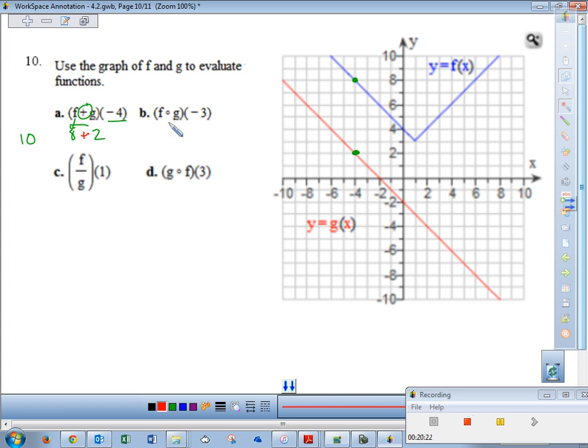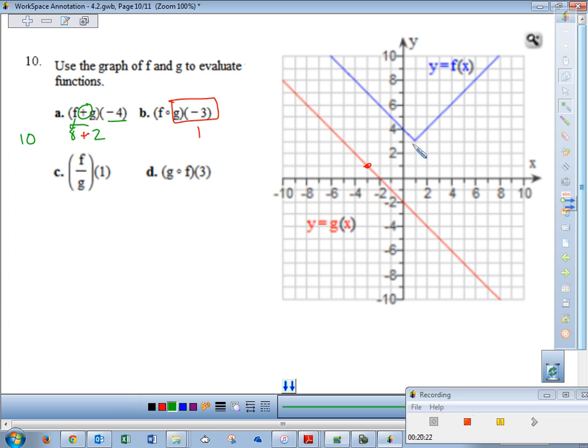Part B is not an operation. It is a composite. Which do we do first, f or g? We got to do g. Let's figure out g of negative 3. So g of negative 3 is, if I go to negative 3, isn't that 1? Would you all agree with that? So this spit out 1. Then I have to take that and put it into the f function. So I do not evaluate f of negative 3. I must evaluate f of what? 1. Whatever this spit out. So I have to go to the blue one and figure out what f of 1 is.